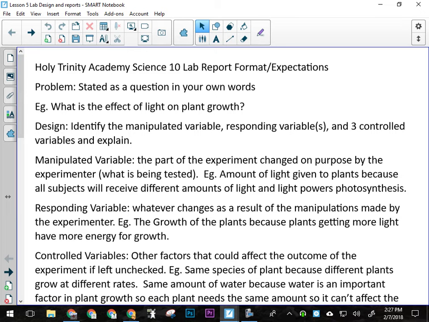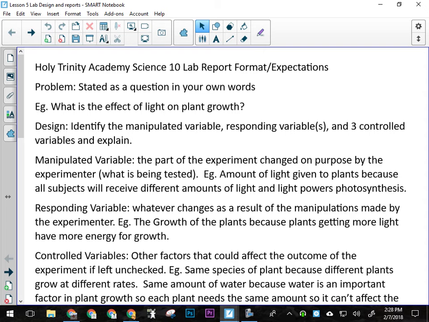Controlled variables, like we said before, are anything that could affect the growth of the plant other than light. I need to keep them all the same. That means all the plants need to get the same amount of water, same temperature, same air mixture, all right, things like that.